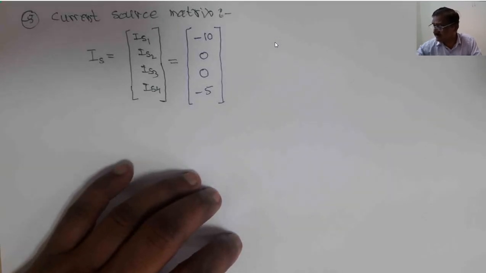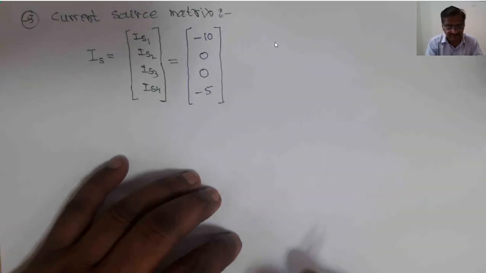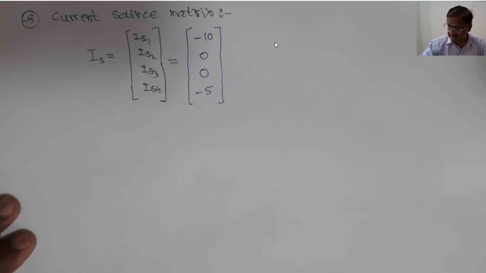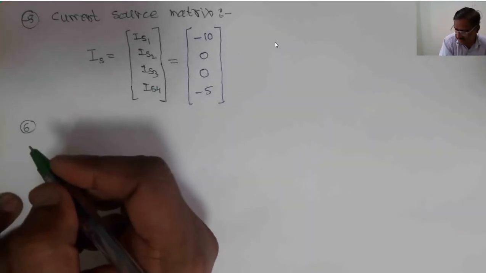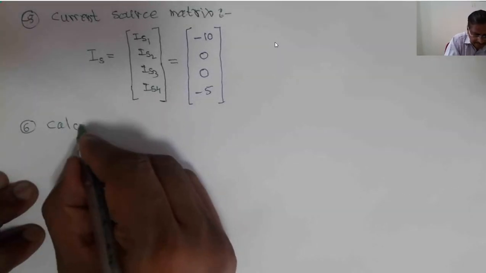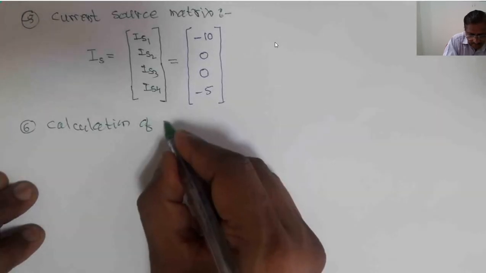Now that we know step number 5, the next step is step number 6, which is the calculation of the node voltages. I will go with step number 6. Here it is step number 6, the calculation of node potentials, that is, calculation of node voltages.